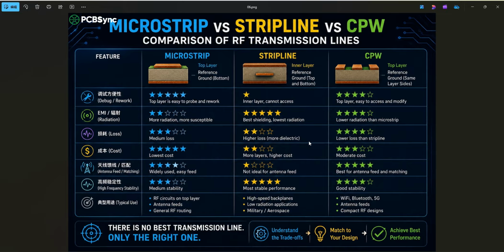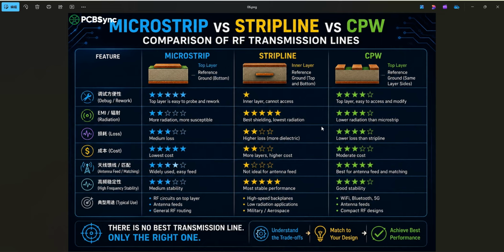If I were to sum it up in a table, then microstrip line, well, it's basically this. It has the lowest cost and is the easiest to debug. As for Stripline, it offers the best shielding and the highest stability. What about coplanar waveguide? It has the most balanced overall performance without any particularly obvious weaknesses. But at the same time, it never quite reaches the very top level in any area.